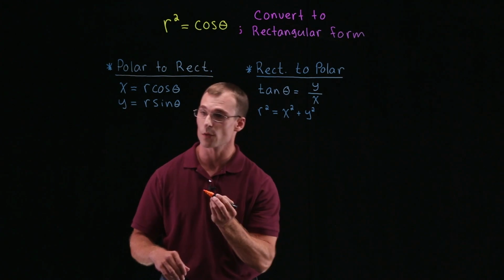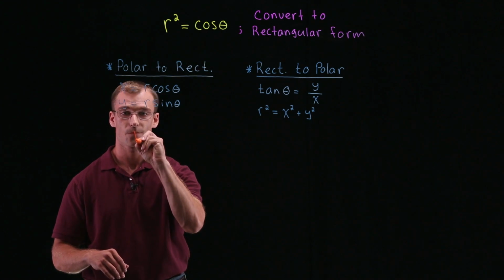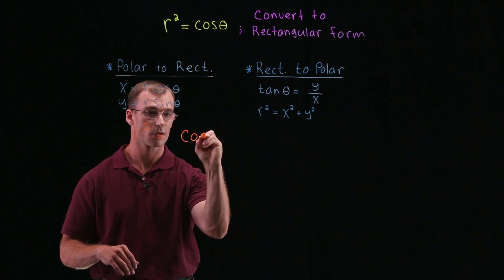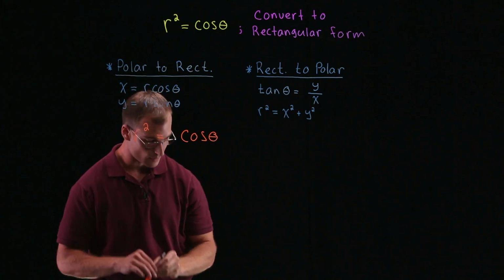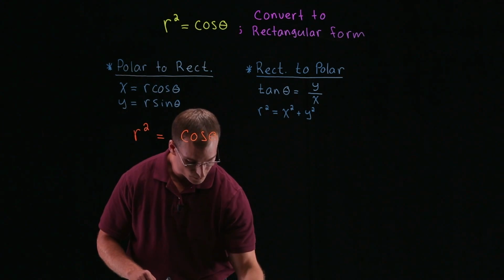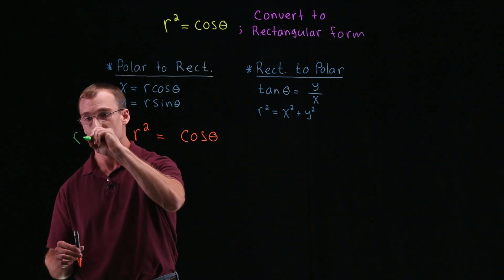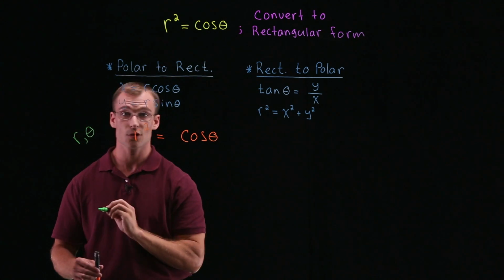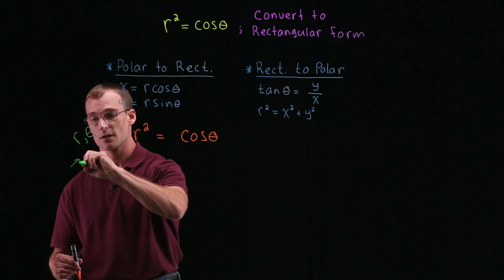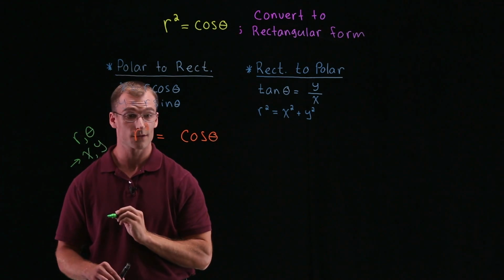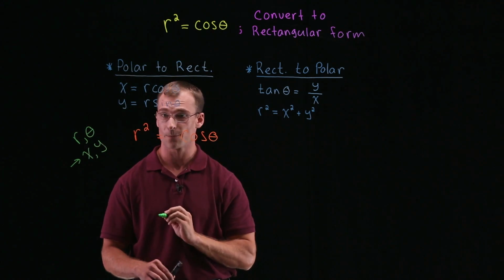So let's take our polar equation, r squared equal to cosine theta. All right, and what we're trying to do, converting from polar to rectangular, is take our equation in terms of r's and thetas, and convert that in terms of x's and y's. So let's see what we can do.